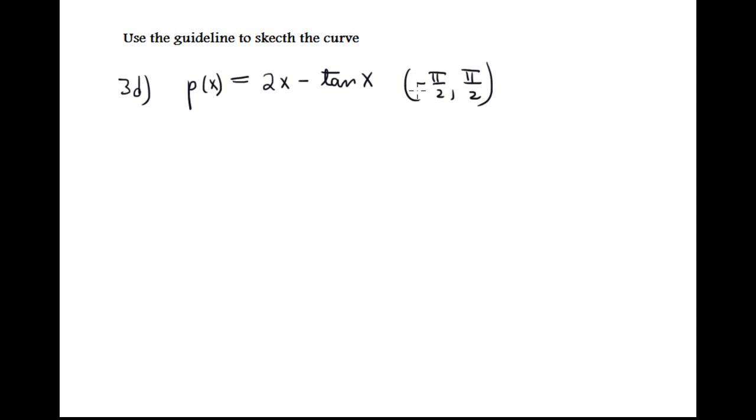Okay, the first step is the domain, but in this case it's super easy because the domain is given in this specific interval. So the domain is exactly the same as the given interval. Okay, now the y-intercept. 2 times 0 is 0, times 0 is 0, so it's 0, 0.